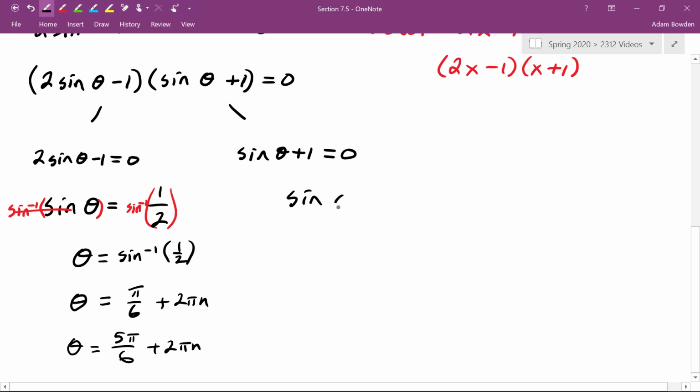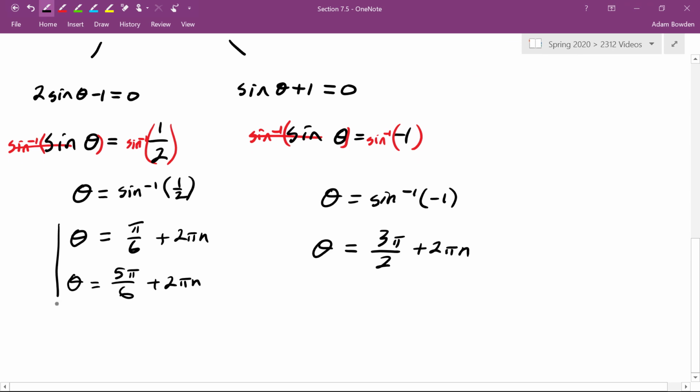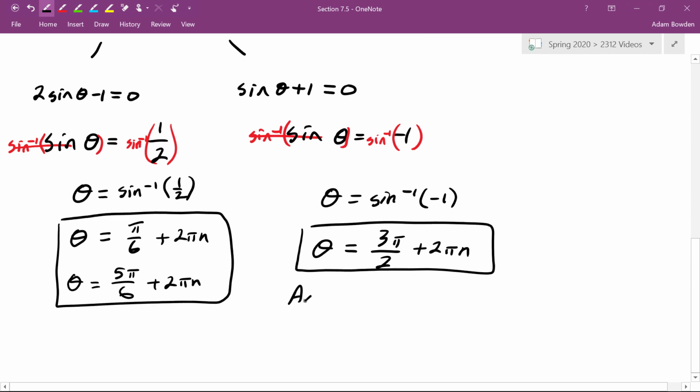Over here, we have sine theta equals negative 1. And if we take sine inverse of both sides, we'll have theta is equal to sine inverse of negative 1. That gives us one angle for theta. Theta equals 3 pi over 2. With a plus 2 pi n, that would represent all solutions. So together, these are all solutions to this one.